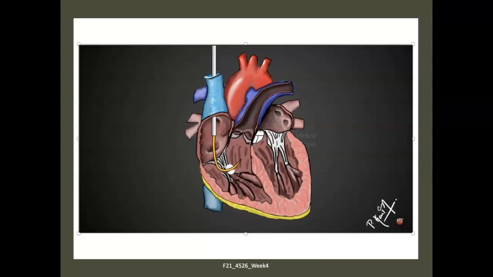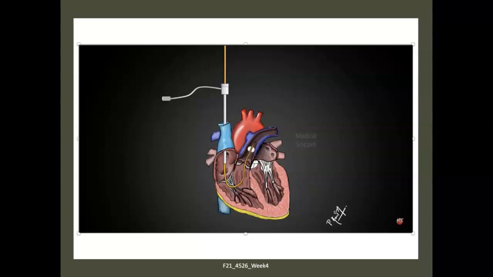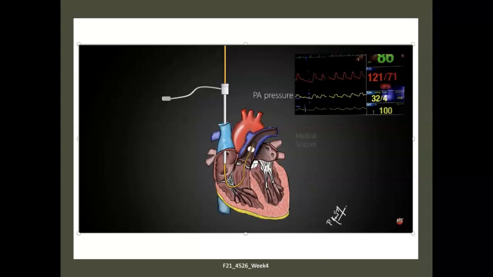When the catheter tip reaches the pulmonary artery, the systolic pressure is similar to the right ventricular systolic pressure, but there is an increase in the diastolic pressure, to about 10 mm mercury. It is due to the closure of the pulmonary valve during diastole.